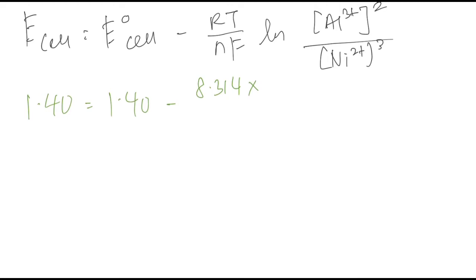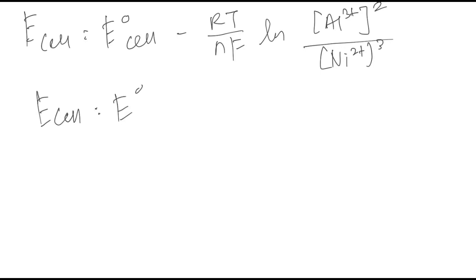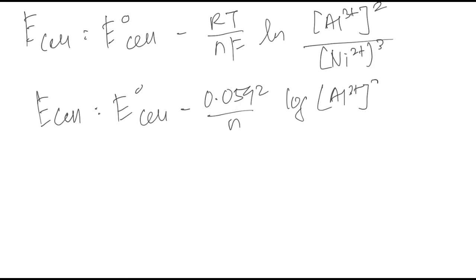No. Oh, that means I have to change the formula. I use the log formula because the temperature is not given. If I want to use this formula, I need to know the value of temperature. So I use E cell equals E naught cell minus 0.0592 over N log Q. Al3 plus power 2 and I2 plus power 3. Okay, so I use this formula.